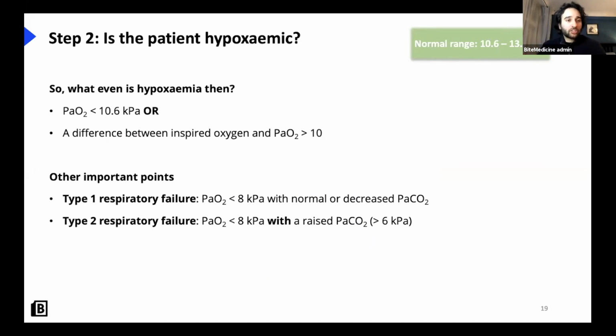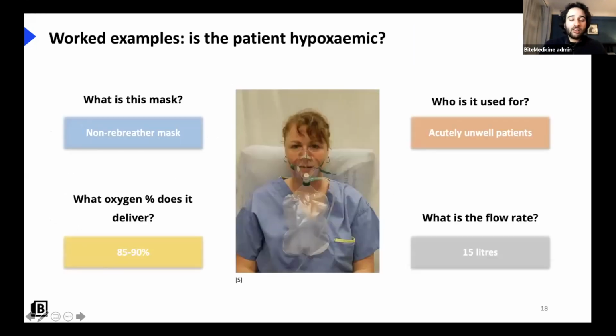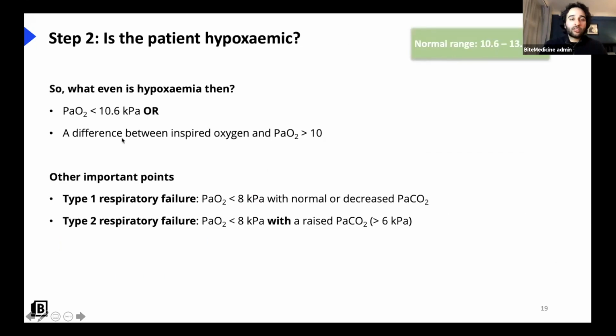So if a patient has been on a non-rebreather mask for a while, and you do an arterial blood gas and their PaO2 is 10.6, well, that's worrying because that's a lot more than 10. If their percentage delivery is 85 to 90%, a PaO2 of 10.6 is horrific.